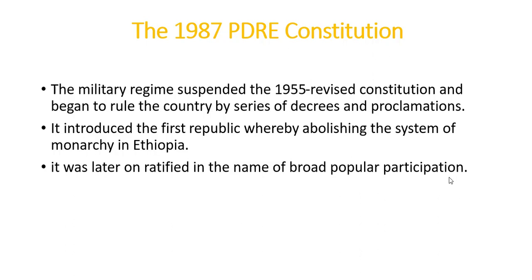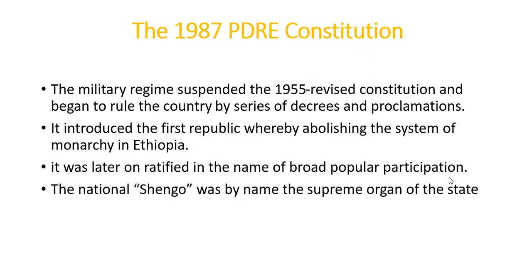Candidates to the National Shengo were nominated by organs of the Workers' Party of Ethiopia, mass organizations, military units, and other bodies. The term of the Shengo was 5 years. The National Shengo was, by name, the supreme organ of the state. It was responsible for establishing the subordinate organs of the state and electing the president and other leading state officials. However, in practice, the actual power of the Shengo was artificial or superficial. The military regime, which claimed to be socialist, centralized all political powers under the leadership of the party system. In effect, the 1987 constitution apparently attempted to present the military dictatorship as a proper civilian government.